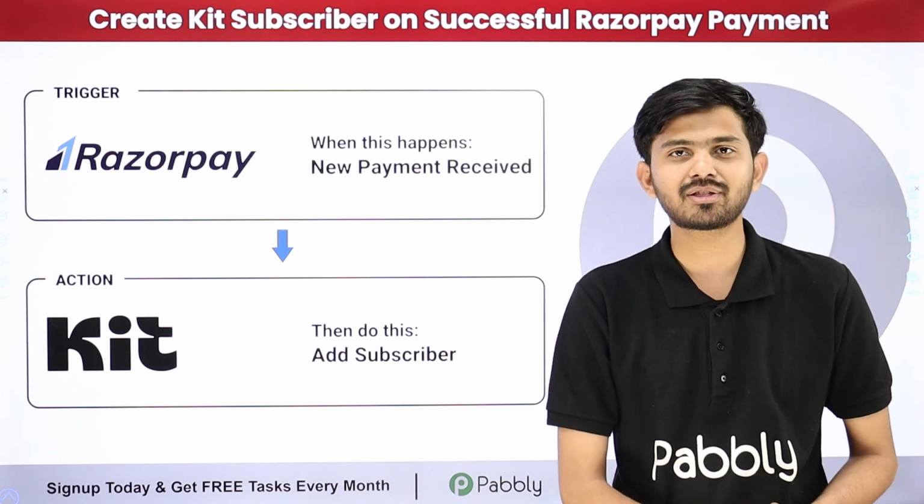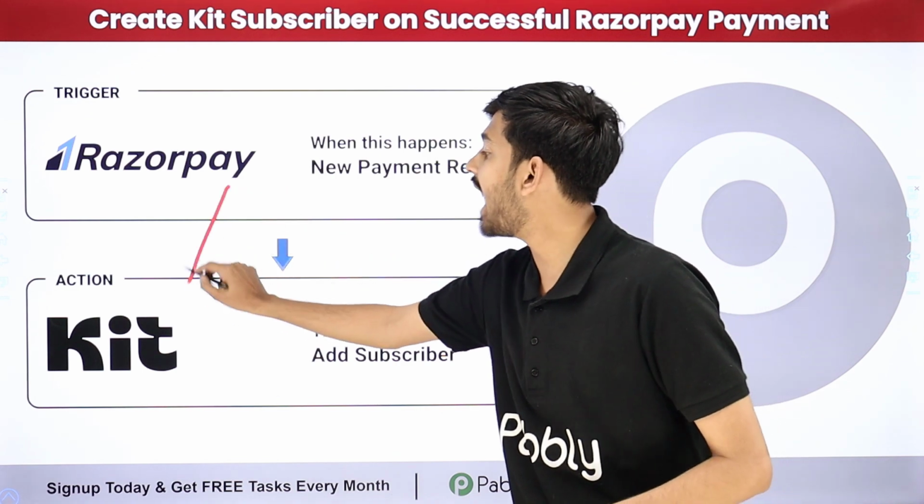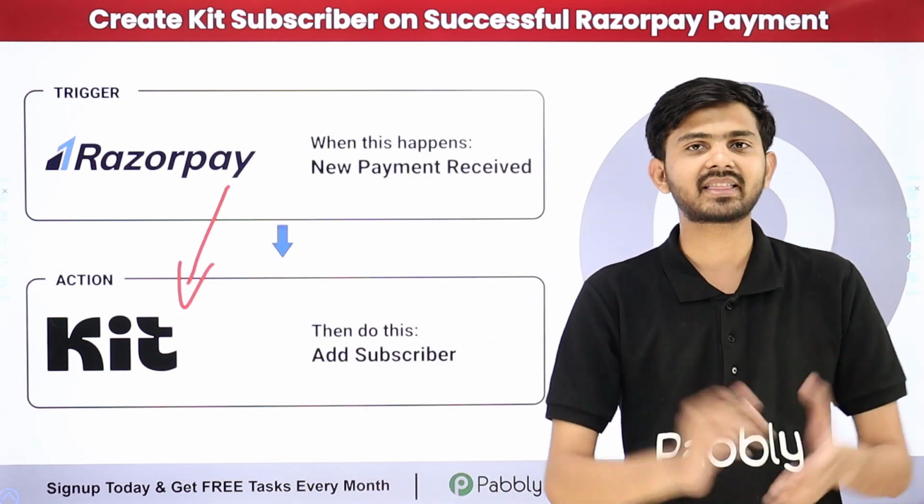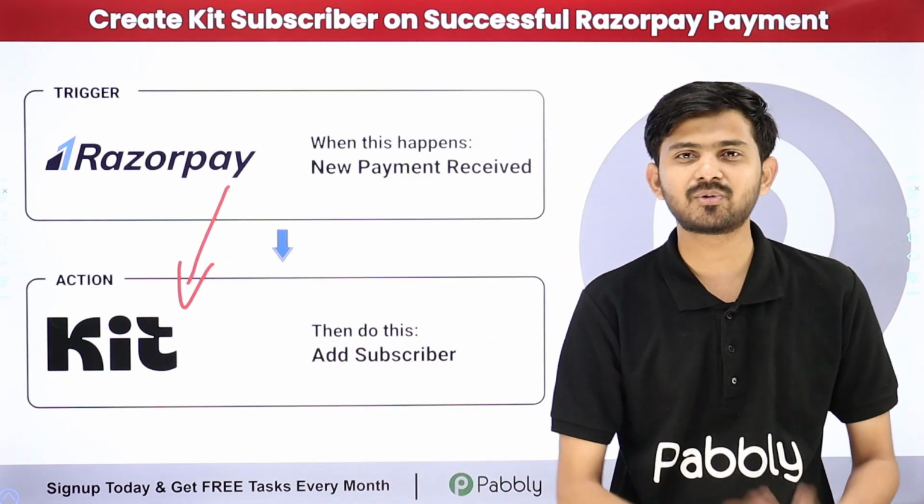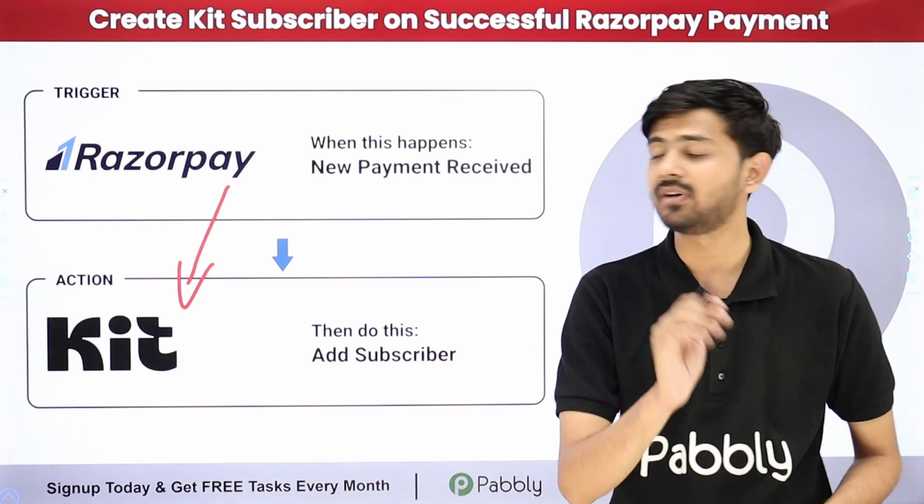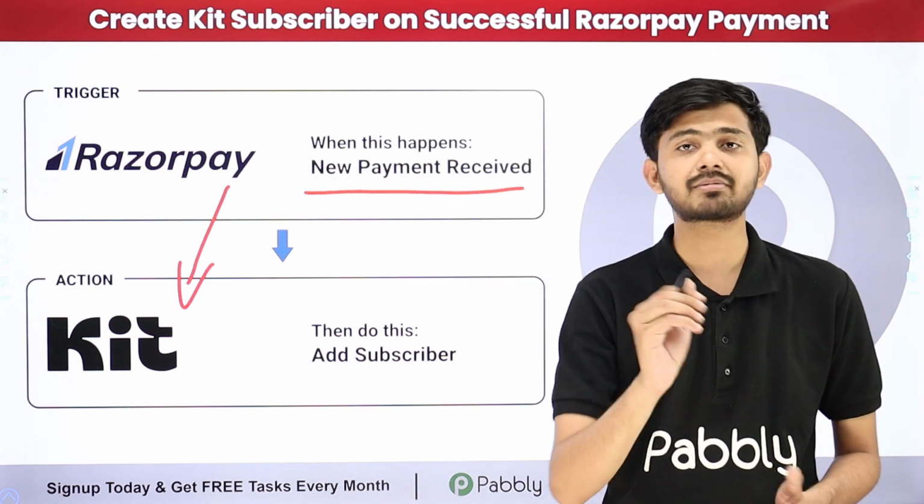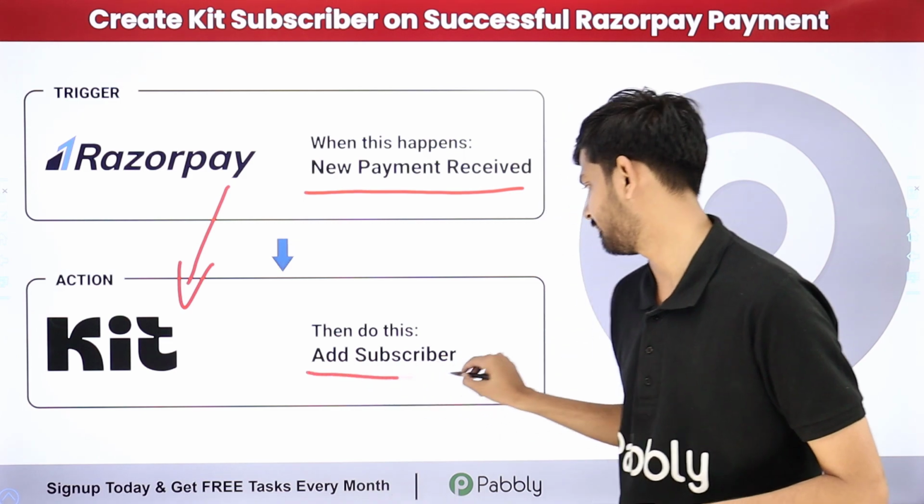So here I want to do this automatically, and for that I need to simply build a connection between Razorpay and Kit. For building this connection, I'm going to use Pabbly Connect, which is an amazing software for automation and integration. Now with Pabbly Connect, whenever I receive a new payment through Razorpay, I will automatically add a new subscriber in my email list in Kit.